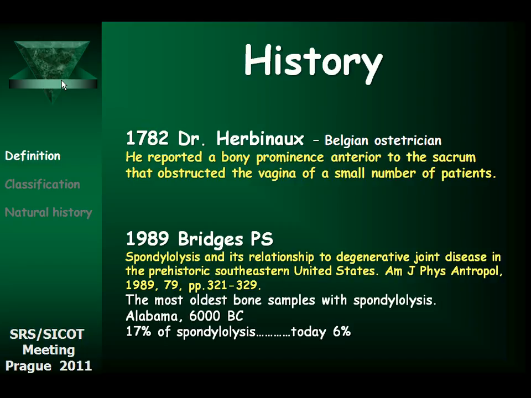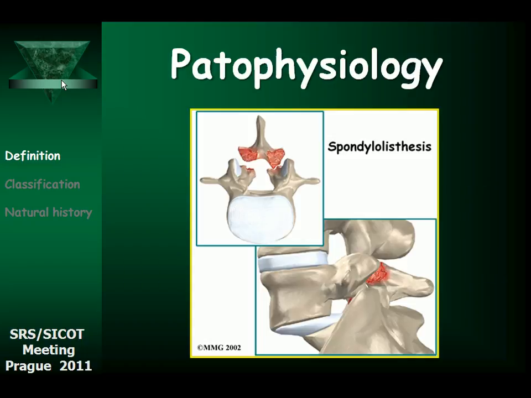That means the oldest bone samples with spondylolysis were found in Alabama. They are from 6,000 years BC. And in this population, there was 17% spondylolysis, in comparison with about 6% today.